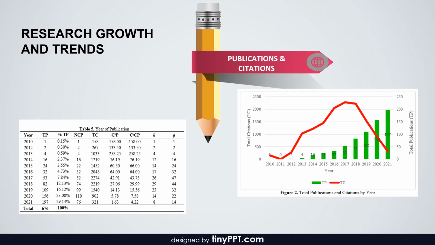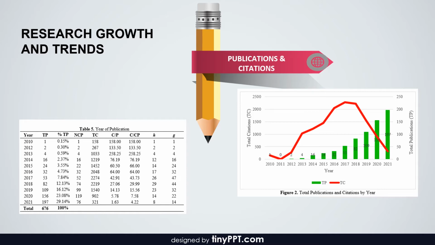Looking at the research growth and trend, here are the publications and citations. The total citations are shown in the green bar in figure 2. We can see that total publications made their debut in 2010 and kept increasing from year to year until 2021. Total citations also increased from year to year until they achieved a peak in 2017, and started to decrease from 2018 until 2021. Why did it decrease? The researchers came to the conclusion that the 2018 to 2021 time span is still too recent for other researchers to cite these publications.